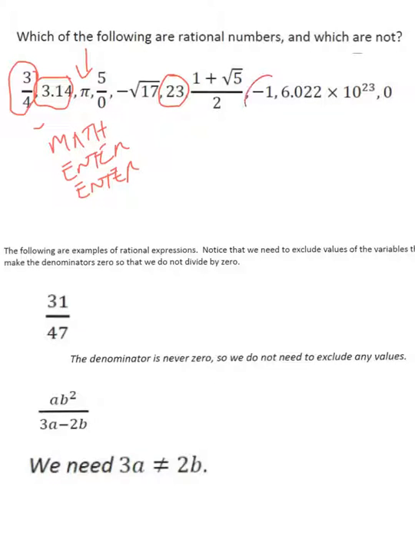-1 is rational. Okay, it ends. The next one, 6.022 times 10 to the 23rd. Okay, that just means move the decimal 23 spots to the right. It will turn and it will end. So that is rational.